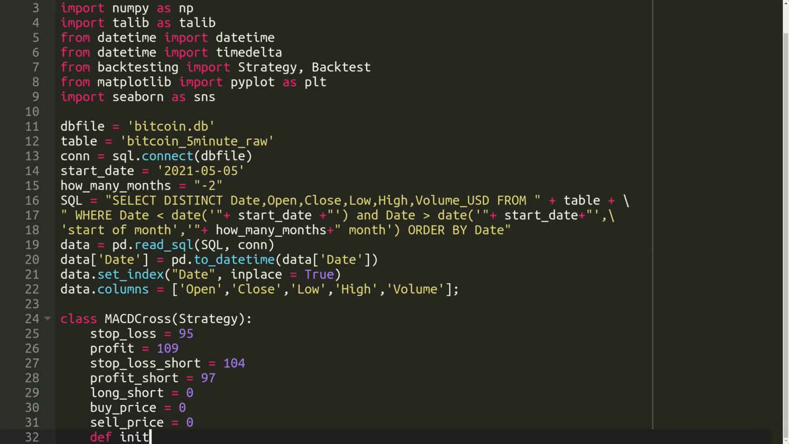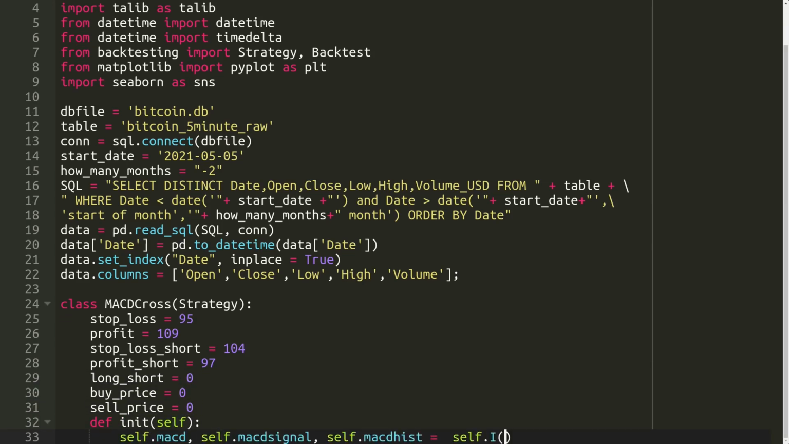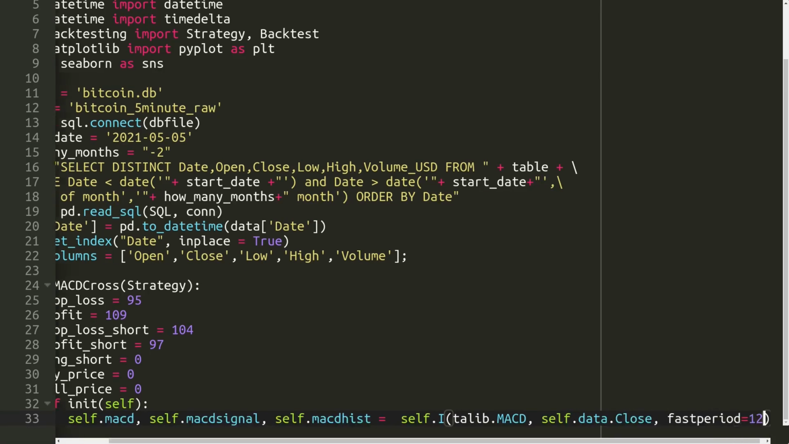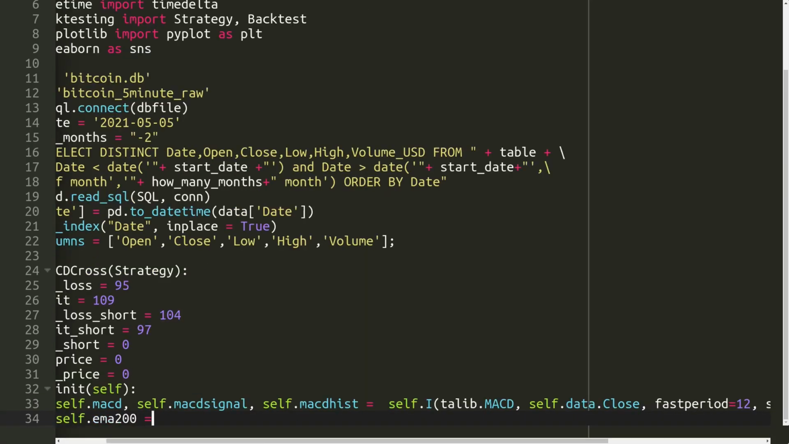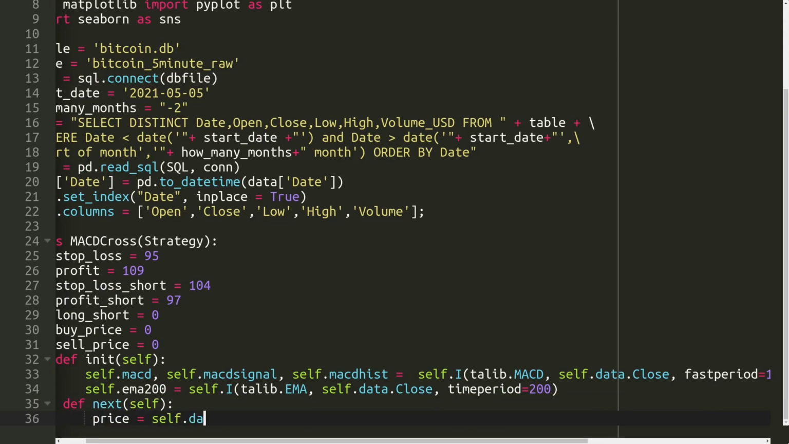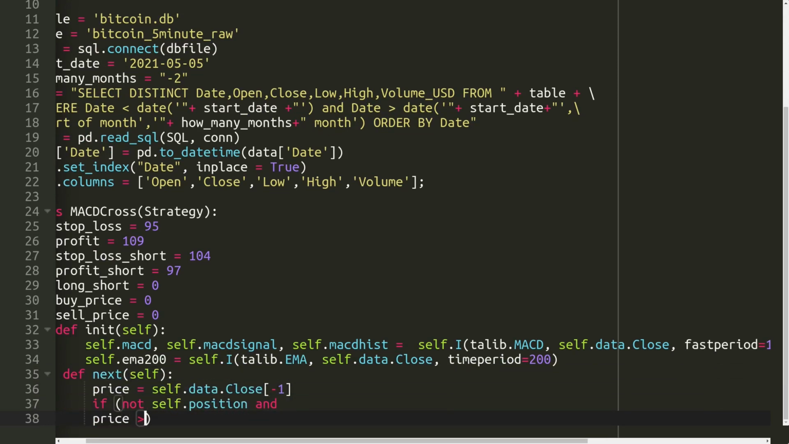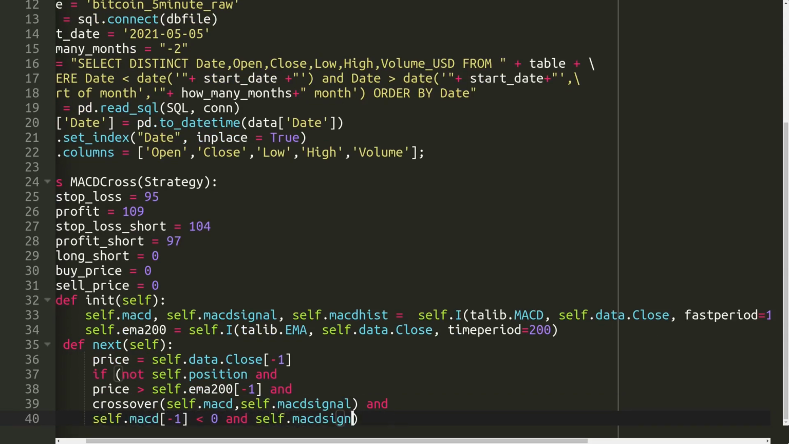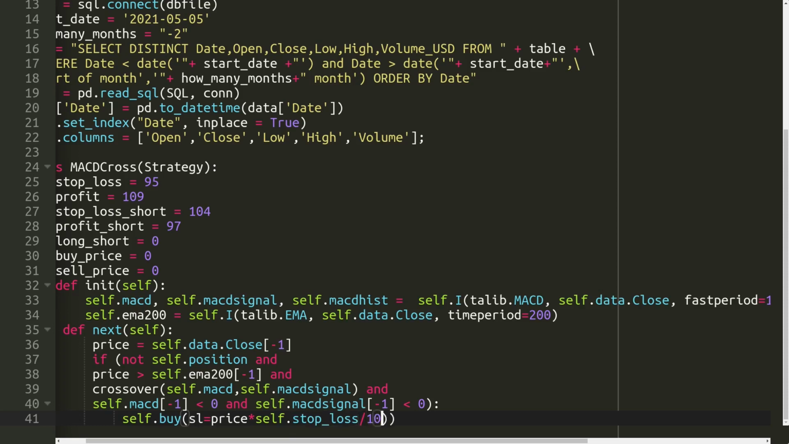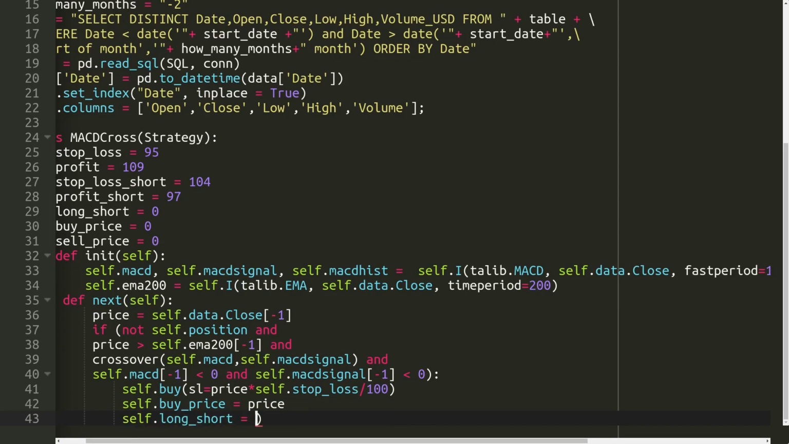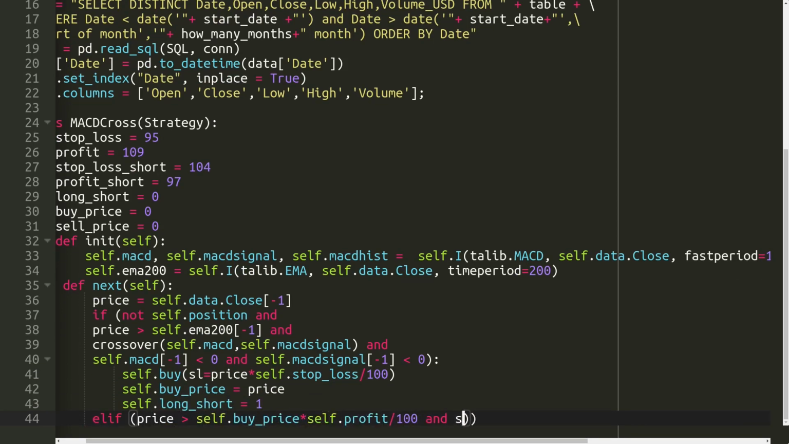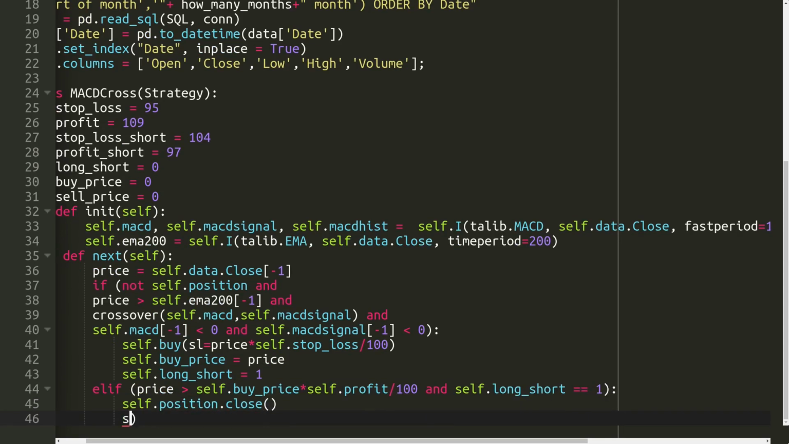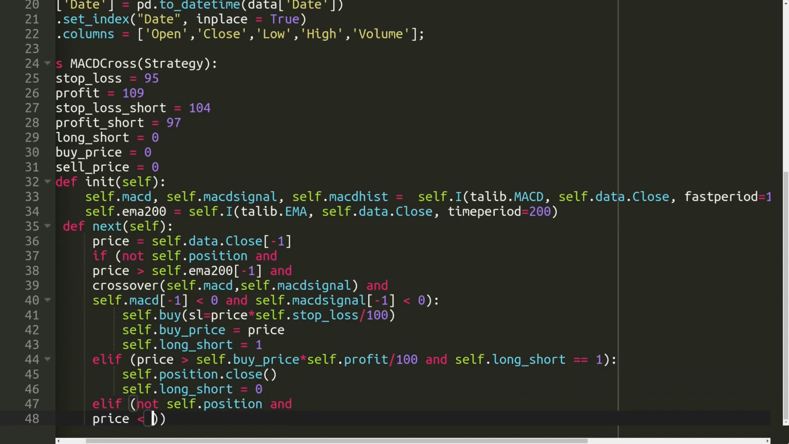We define the class variables. Some of them will be necessary for optimization. Then we define the init method. In this method, we calculate the EMA and MACD values. In the next method, we set the buy and close long position conditions as we have described in the strategy. We also set the conditions for sell and close short positions. This is the part where our strategy comes to life in our code.